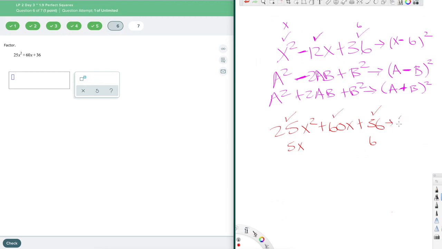So we're going to take 5x and 6. They're both positive here. So if I'm looking at my pattern, both positives mean that I'm going to have a plus in the middle, like that. So it's just a very, very quick way to factor.